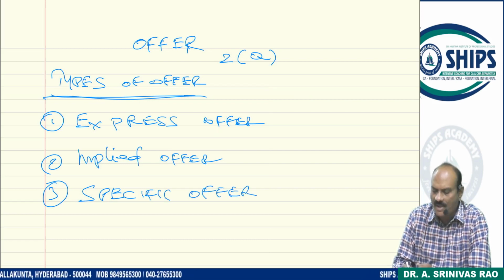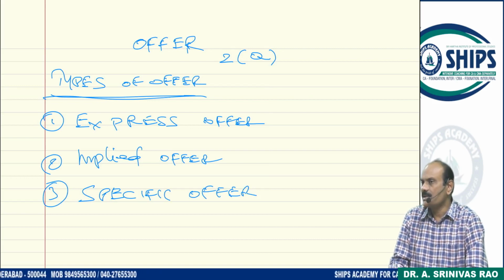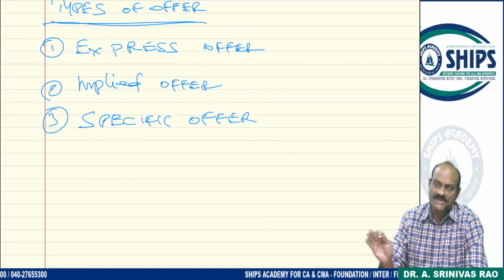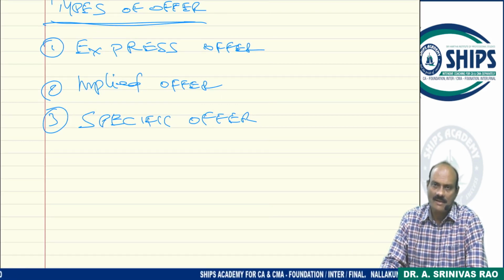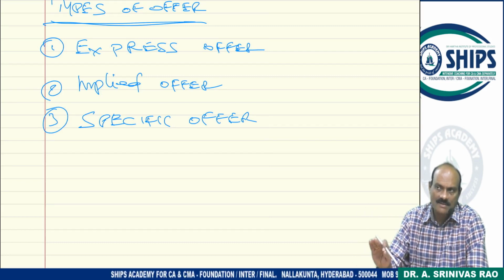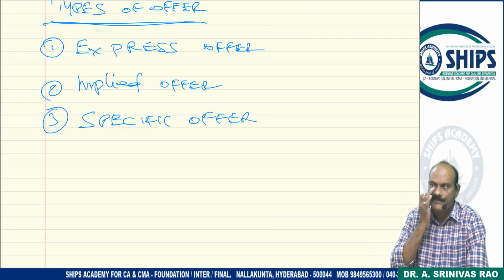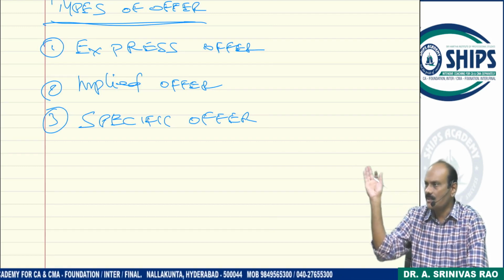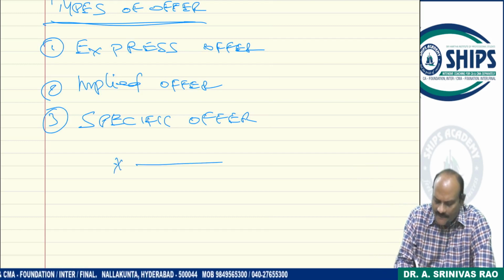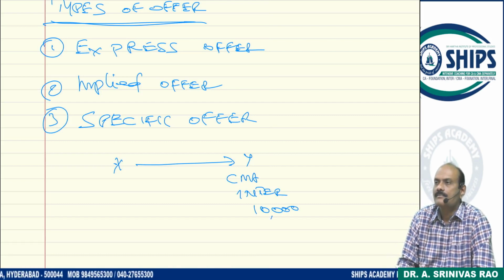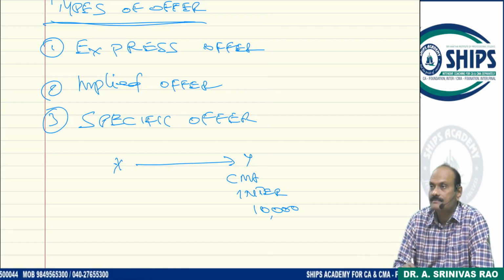Third, specific offer. When offer is given to a specific, specified class or group of persons. Here offer is given to only one person, one group of persons, class of persons, not to all. Example, X made a proposal to Y. Hey, if you pass your CMA entire first attempt, I will pay rupees 10,000. Specific offer, only to Y, not to everyone.